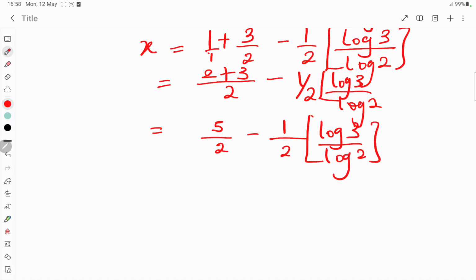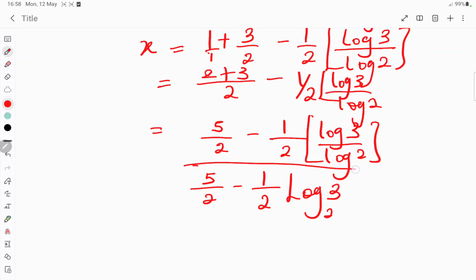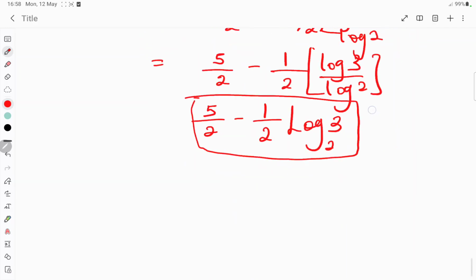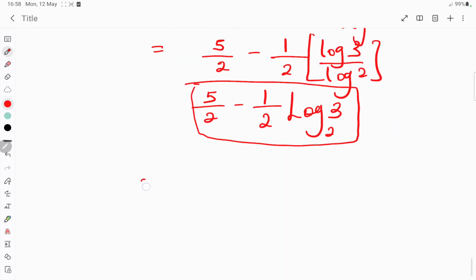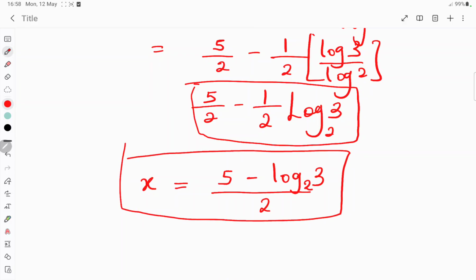The next thing we do is to use change of base to simplify the logarithm side. So we have 5 over 2 minus 1 over 2 log of base 2 of 3, and that's the answer. You can further simplify it to the simplest form. Since they have the denominator of 2, x is equal to 5 minus log of base 2 of 3, all divided by 2. And that's the simple value for x.